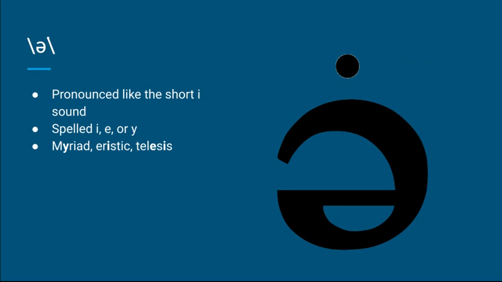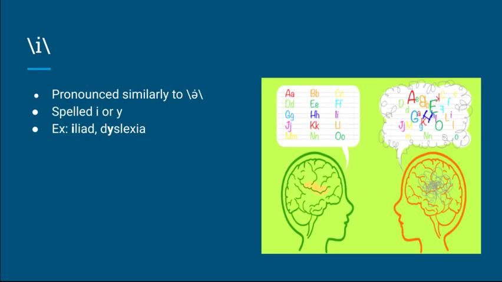Next we have the dotted schwa sound. The dotted schwa sound is usually pronounced like the short I sound, and it can be spelled I, E, or Y. For example, the word eristic, myriad, or telesis. So once again, this dotted schwa sound has a slight sound, and it can be spelled either I, E, or Y.